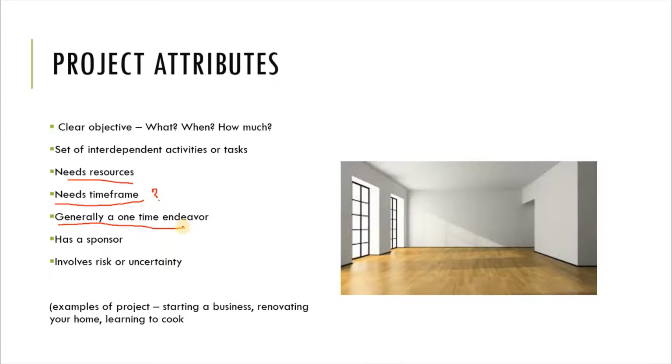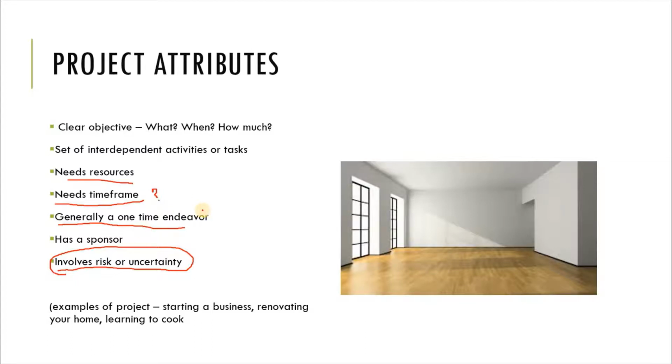A project has a sponsor, which means it has a person or an organization that will fund the project. The last attribute is that it involves a degree of risk or uncertainty. Why is the project so uncertain?